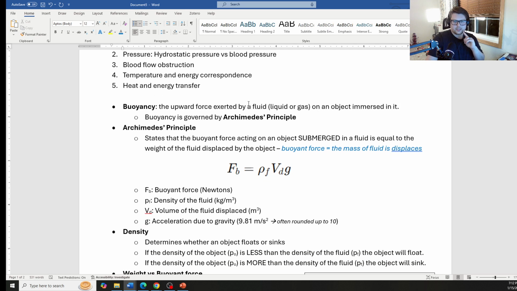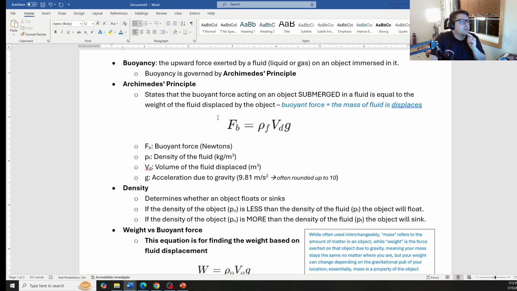It is governed by the principle known as Archimedes' principle. Archimedes was the super smart dude who lived a long time ago, and he figured this all out. Archimedes' principle is that the buoyant force acting on an object that is submerged in a fluid is equal to the weight of the fluid displaced by the object. That's a lot of words. In simpler terms, the buoyant force is equal to the weight of the fluid it displaces.